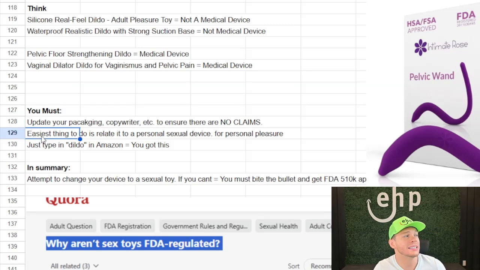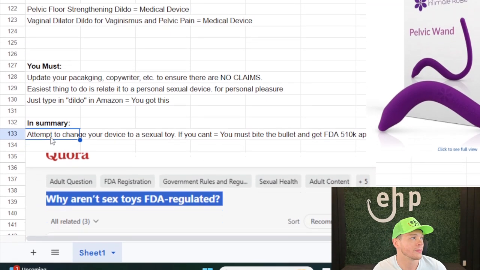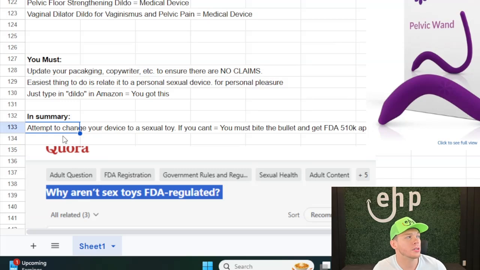The easiest thing you can do is pretend that your device is a sexual device, right? A personal pleasure device. You can just type in dildo on Amazon and see what a personal pleasure device looks like and what claims they make. In summary, attempt to change your device to a sexual toy if you can, right?